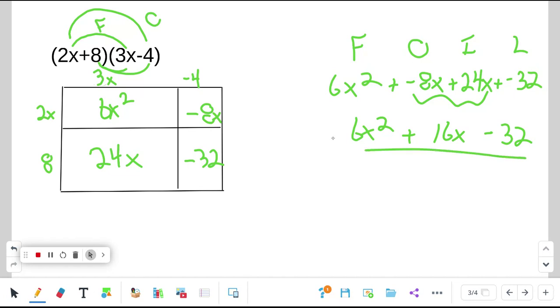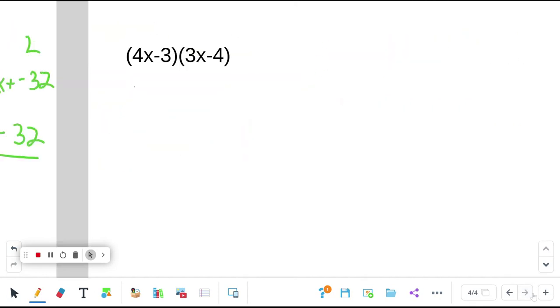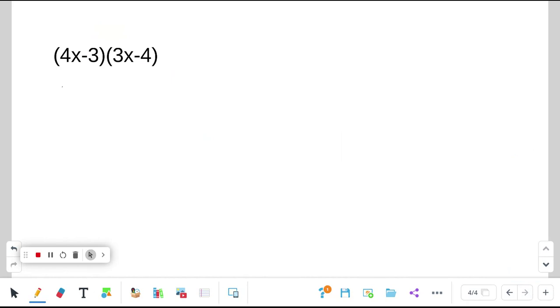Okay? So very often what people end up doing is not even bothering to write the box over here. Like on this next one, I got rid of the box. I'm just going to do the whole FOIL thing and be done with it. So I'm going to multiply the first pair. That's 12x squared. I'll multiply the outside pair. That's negative 16x. I'll multiply the inside pair. That's negative 9x.